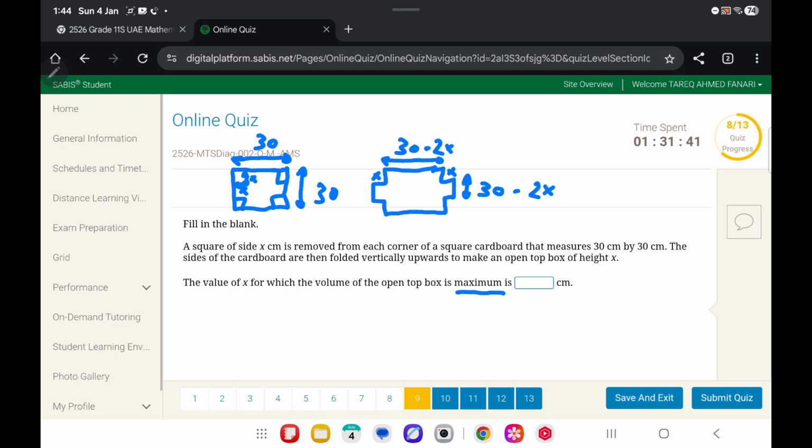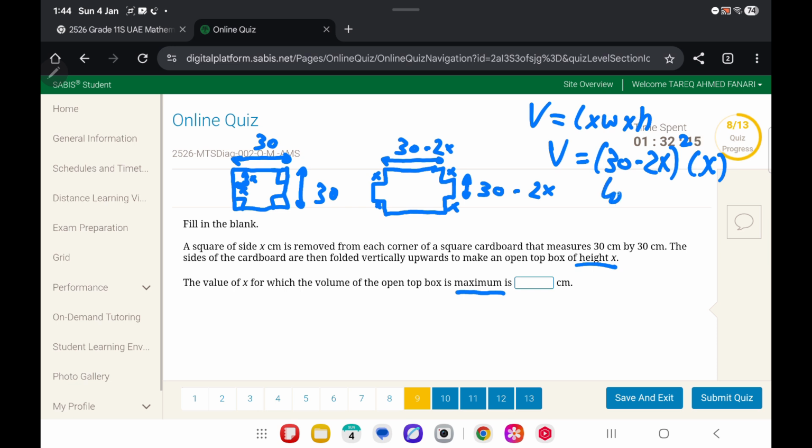Now, these sides got folded in like this to make an open top box. Now, you know the volume of a box is what? Length times width times height. The height is x, because the height is the square side, right? The length is 30 minus 2x. The width is also 30 minus 2x, so we'll just write 30 minus 2x squared multiplied by x. Now, remember, you can use the remarkable identity a squared minus 2ab plus b squared, because there's a minus in the middle. So let's do that.